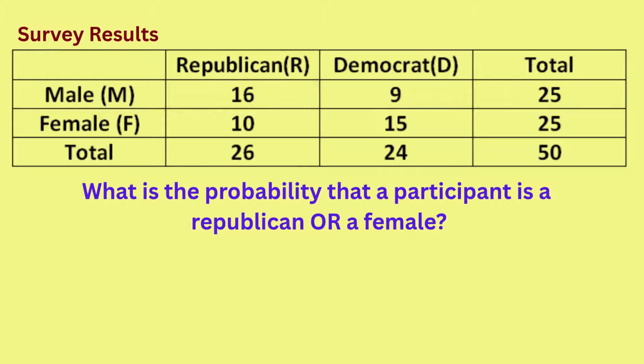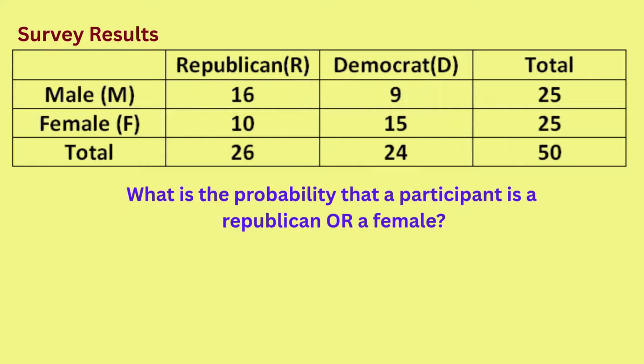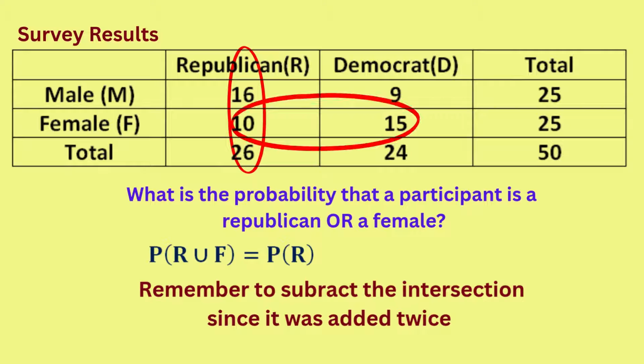Here is another example where we can apply the addition rule. The table shows the results of a political poll for a sample of 50 persons. What is the probability that a person chosen from the sample is a Republican or a female? Using the addition law, the probability of Republican or female is the probability of Republican plus the probability of female minus the probability of Republican and female.